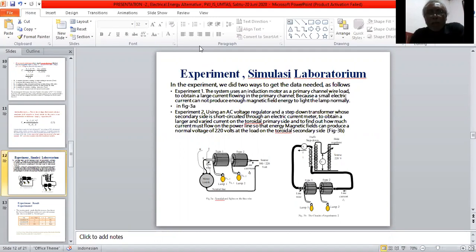Simulation experiment in laboratory. In the experiment, we did two ways to get the data needed as follows.